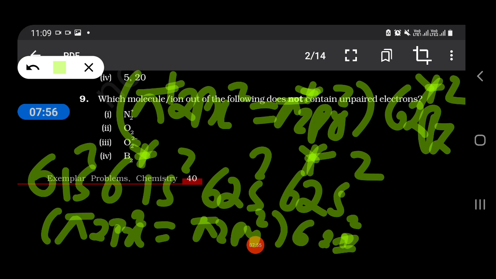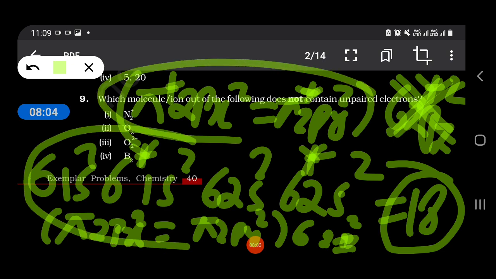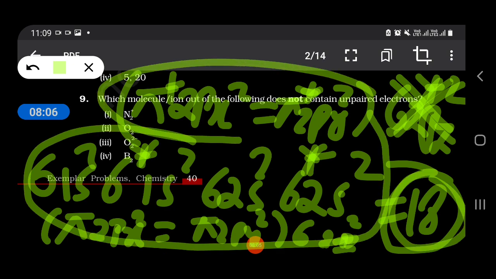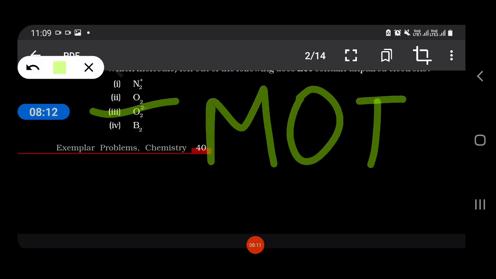So in total there are 18 electrons. The last orbital will not be present, but up till here there will be 18 electrons. So our answer is O2. MOT, molecular orbital theory.